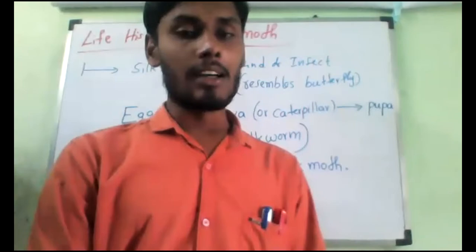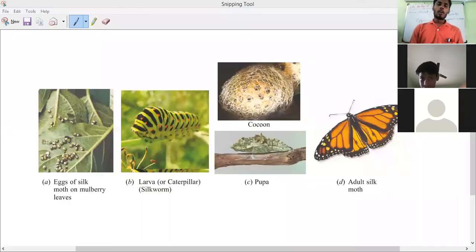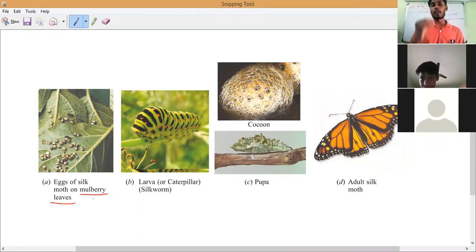Laying eggs. So now you can see here, an adult silk moth laying eggs on mulberry leaves. In Telugu we can call it resham leaves. In English, the leaves that we feed to the caterpillars are called mulberry leaves. They are the only food for them.